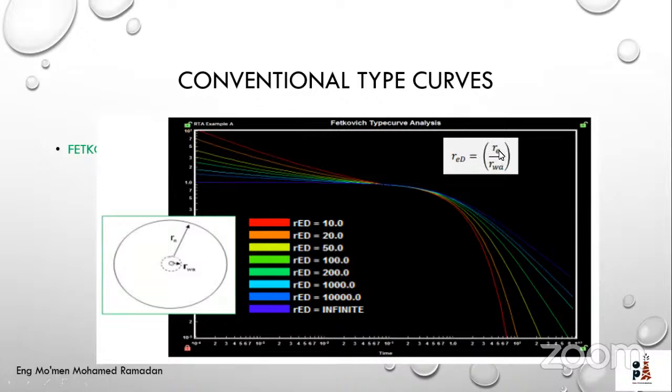So this RE is the drainage radius, guys, and the RW, as you know, is the RWA. RWA is the apparent well radius. It is a function of the well radius and the skin factor. Okay, so all of these stems are for different RED.